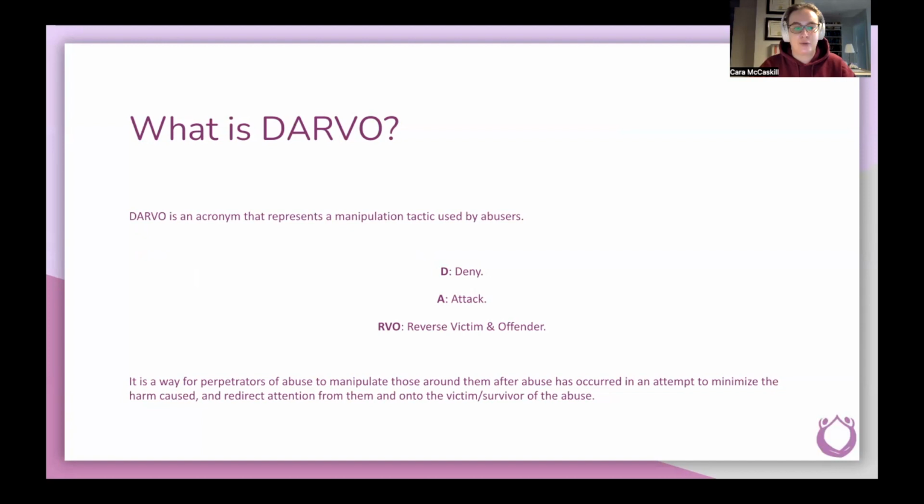It's a way for perpetrators of abuse to manipulate those around them after abuse has occurred. It's really a way for abusers to attempt to minimize the harm that they've caused, to redirect attention from them and onto the victims or survivors of the abuse, and to try and mitigate any potential consequences they might be facing as a result of perpetrating that abuse.